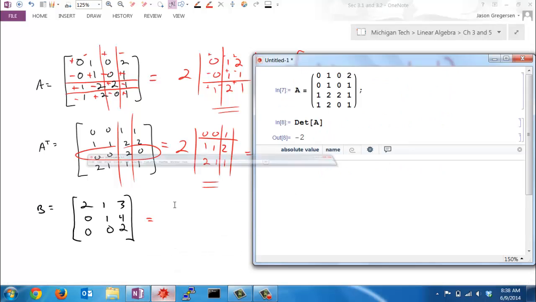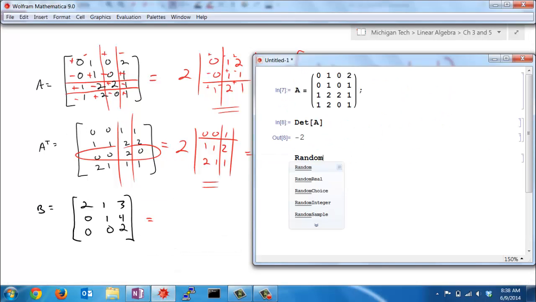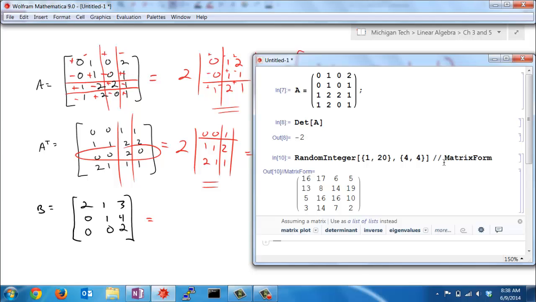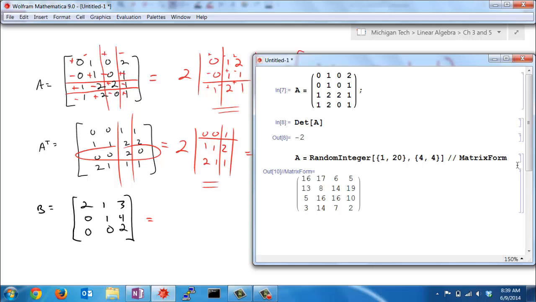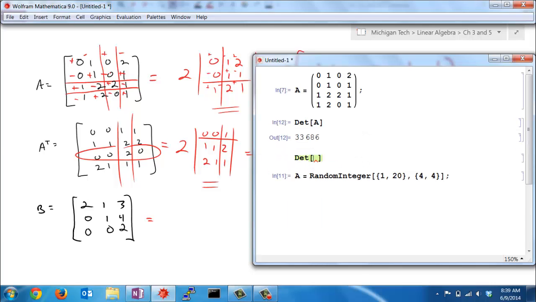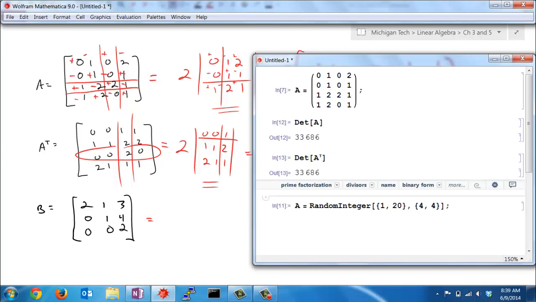So in general, I take some random, be nice, I'll say integer value. Random integer between 1 and 20. And let's take a 4 by 4 matrix of those things. There's a random matrix generated by Mathematica. I'm going to call that A. If I find the determinant of A, I want to find the determinant of A transpose, should be the same value.